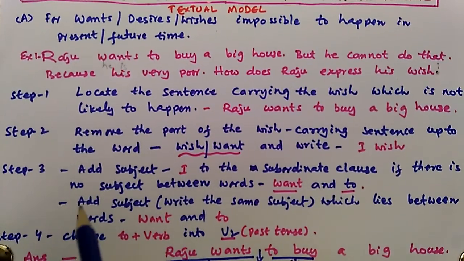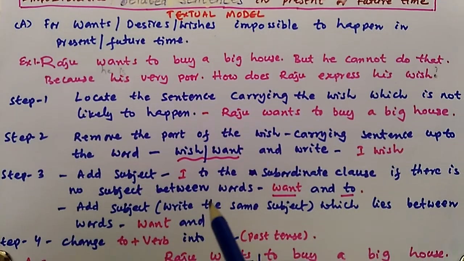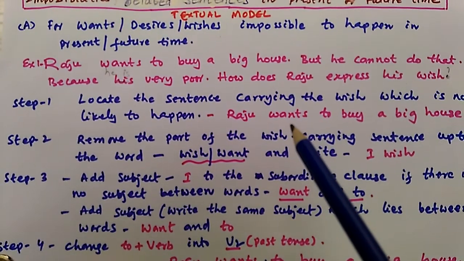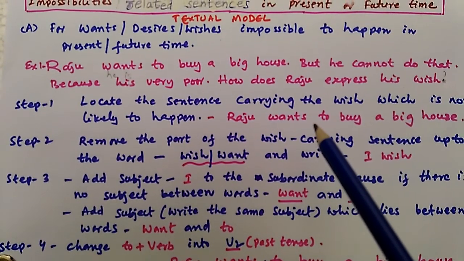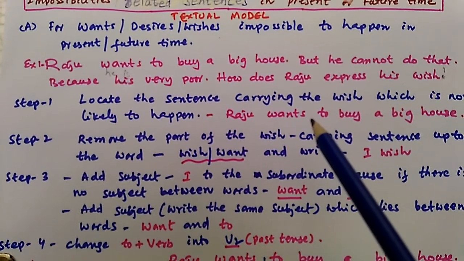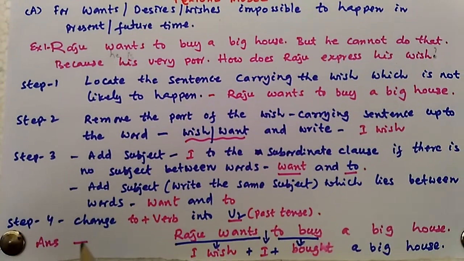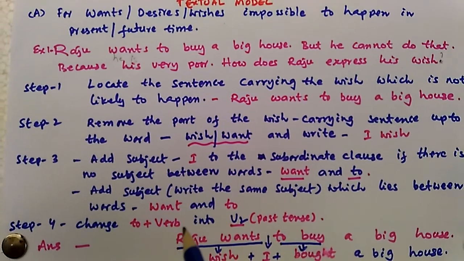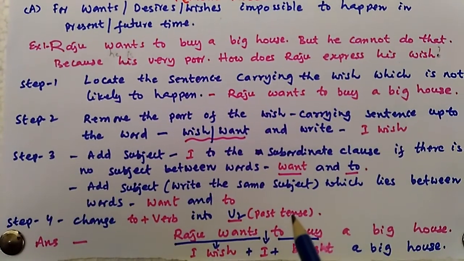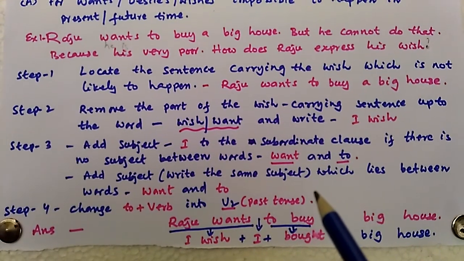and write I wish in that place. And step 3, add subject I to the subordinate clause if there is no subject between the words wants and to. If any subject is there, we have to write the same subject. This is step 3. And step 4, change to plus verb 1 into verb 2, that is past tense. Let us see how all these steps can be applied in this example.